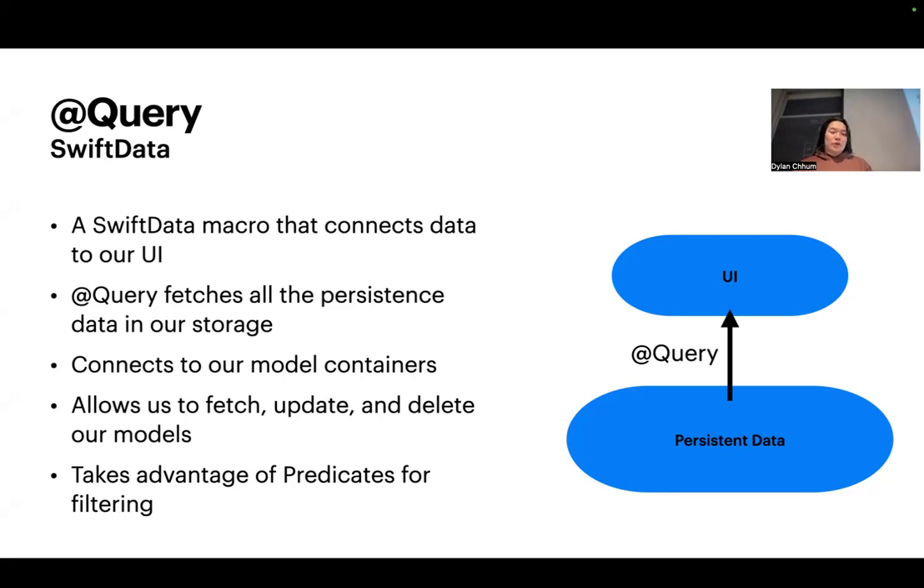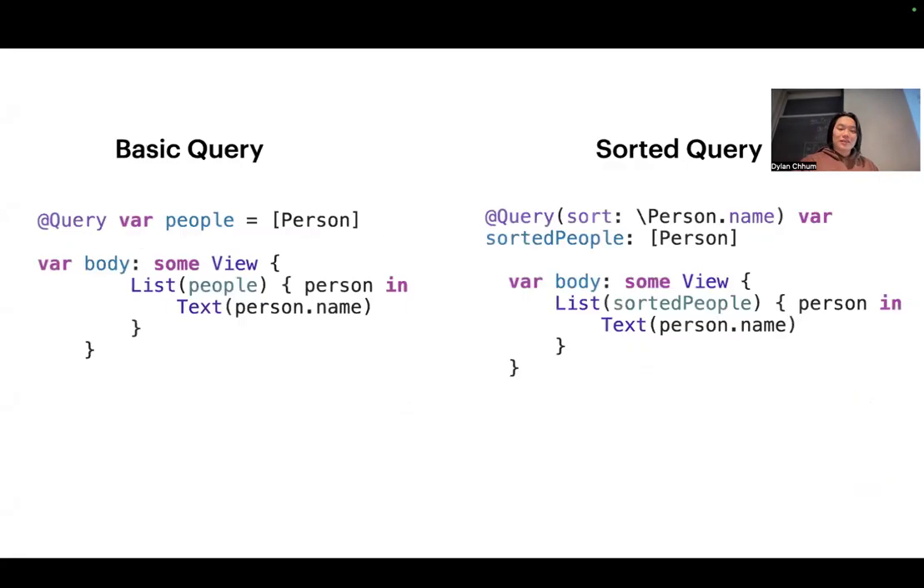But essentially, what querying allows us to do is connect our view to the model container. The amazing thing about query is that it's able to take advantage of predicates and filtering. If you just call at query by itself, it's just going to fetch everything without any specification. That's the whole point of predicates and filtering.